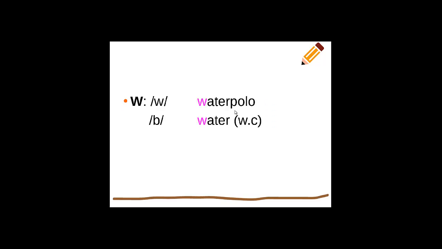W. W is like K, a letter that doesn't belong to the Spanish system. I mean, it came from abroad. This one, it came mainly from English. There are two ways of pronouncing it. One is the English way, like water polo, or like in wáter, that is a toilet, a water closet.